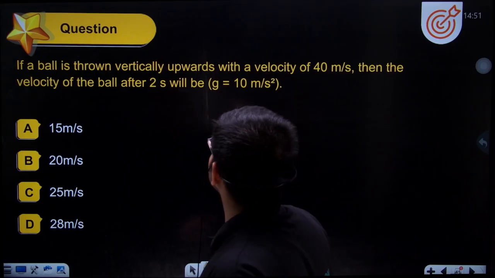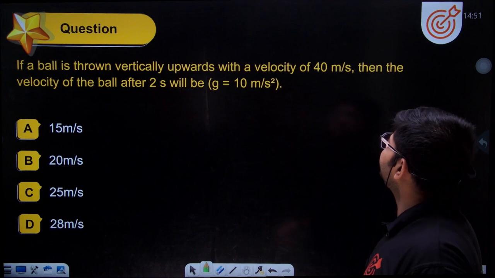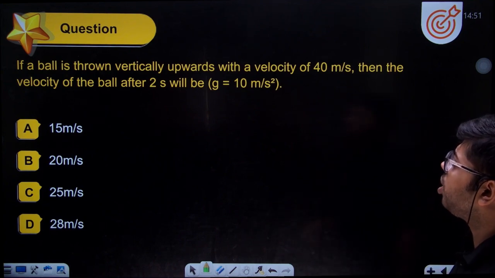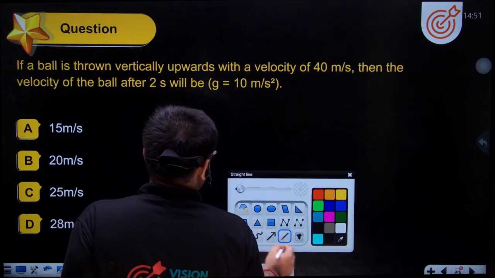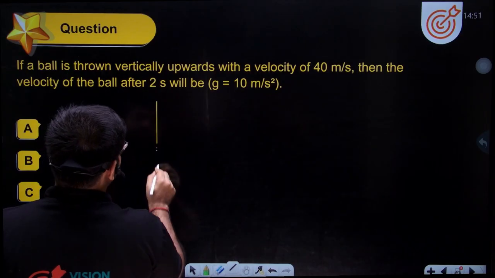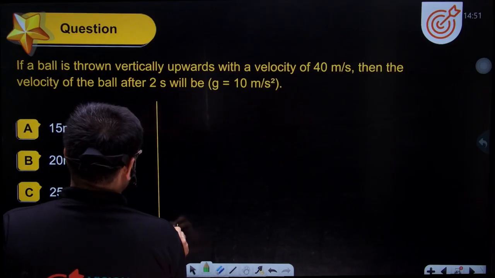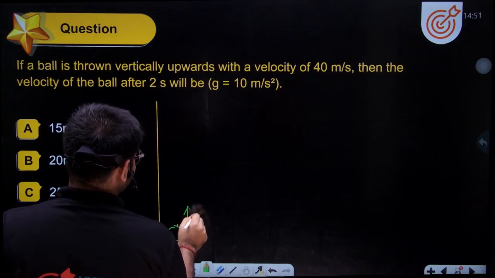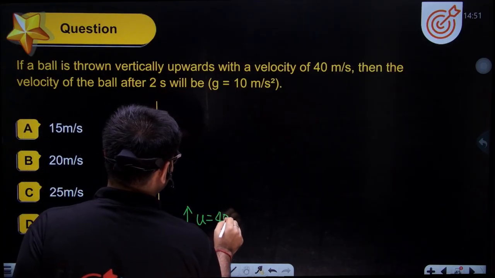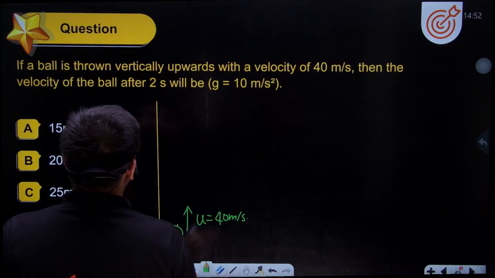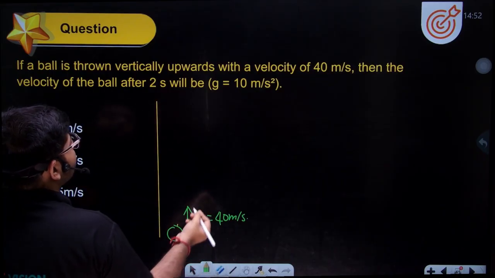Now let us see, if a ball is thrown vertically upwards with a velocity of 40 meter per second, then the velocity of the ball after 2 seconds will be. So let us solve this. A ball is thrown vertically upward with an initial velocity of 40 meter per second. Now they want us to know the velocity of the ball after 2 seconds.